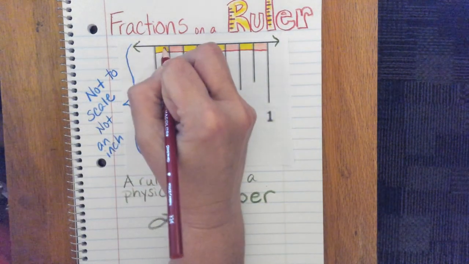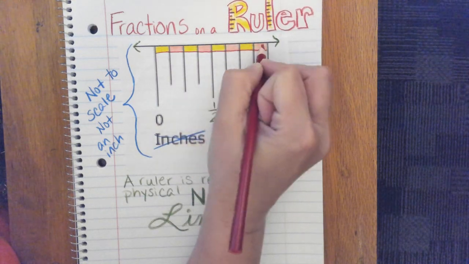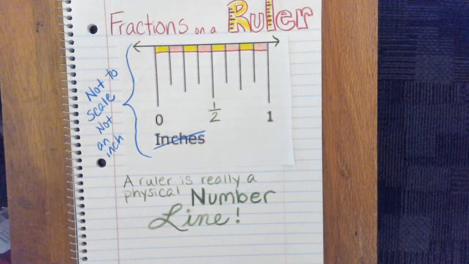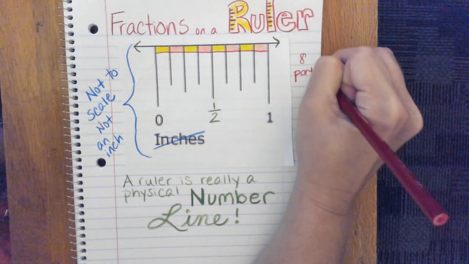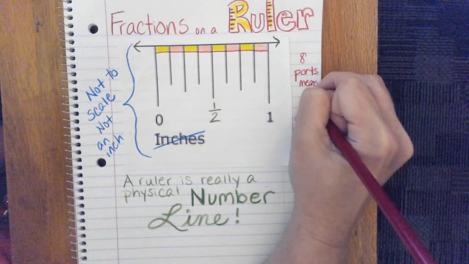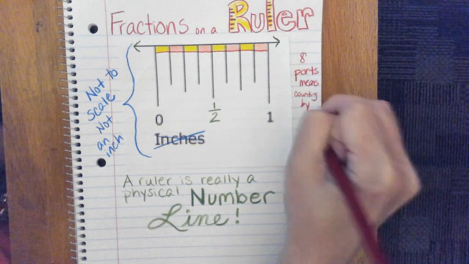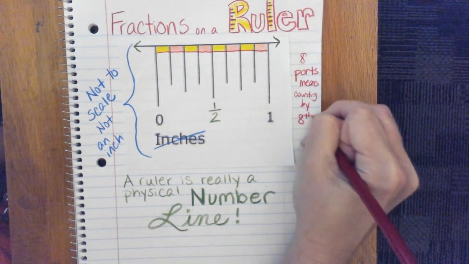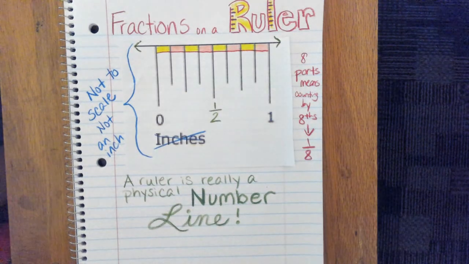So I have 1, 2, 3, 4, 5, 6, 7, 8 parts, okay? So if there's 8 parts, it means that it's counting by eighths, which look like this. Okay? So 8 parts means it's counting by eighths.